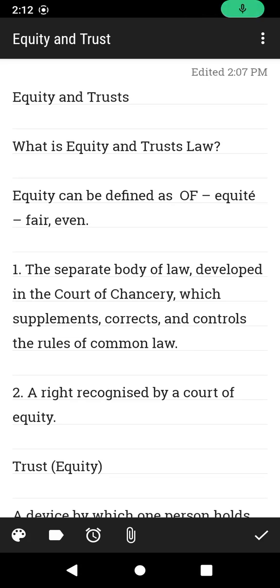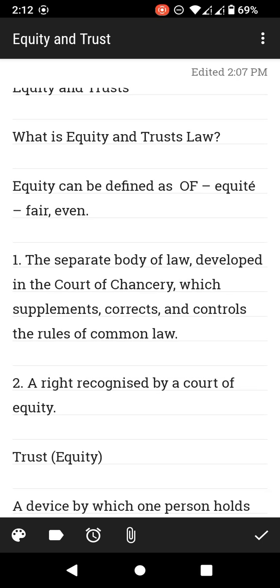Friends, how are you? Today I am going to tell you about the topic equity and trust. In the law of equity, we are going to learn about the definition of equity and trust and how a trust is created. So, first of all, we see what is equity and trust laws.